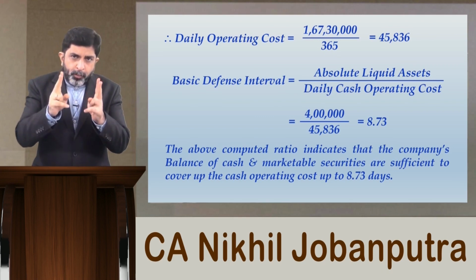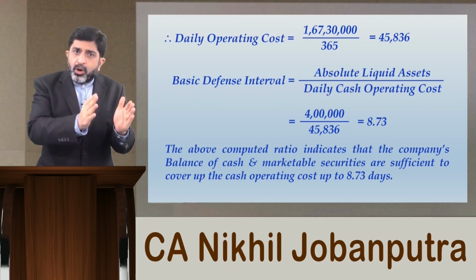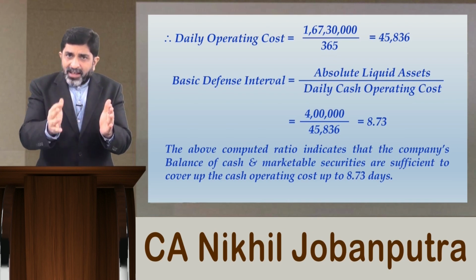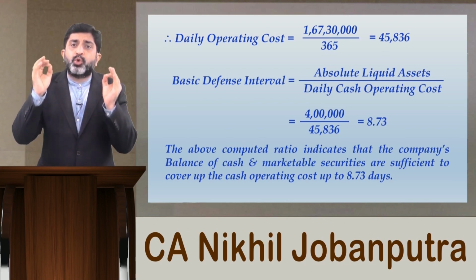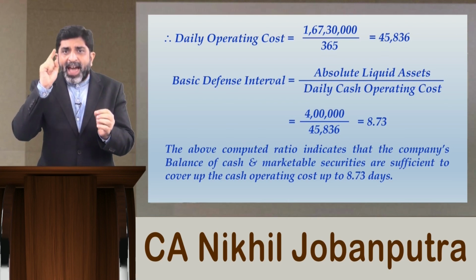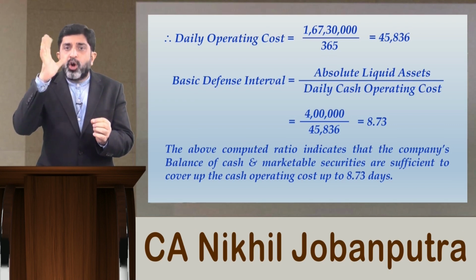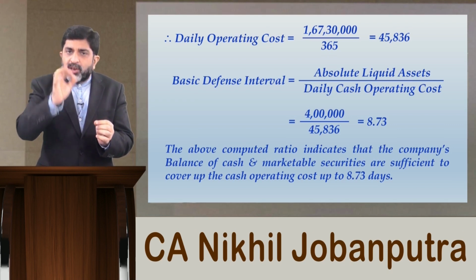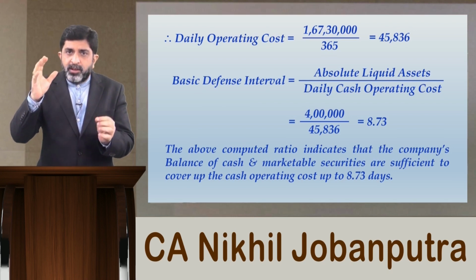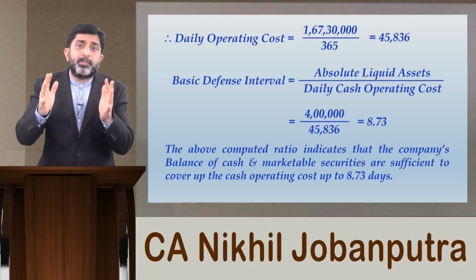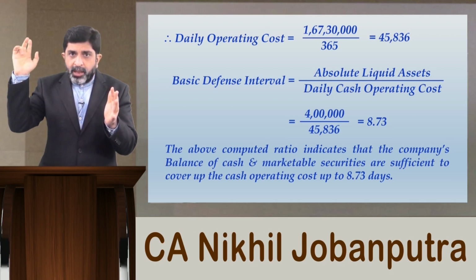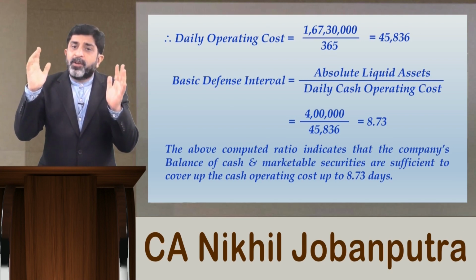So two components you have to consider: your cost of goods sold plus your cash operating expenses. When you take the aggregate of that, it will be the total annual cash operating cost. In our case it's a huge amount. That much we are going to spend throughout the year. So that is the cumulative figure for the year.